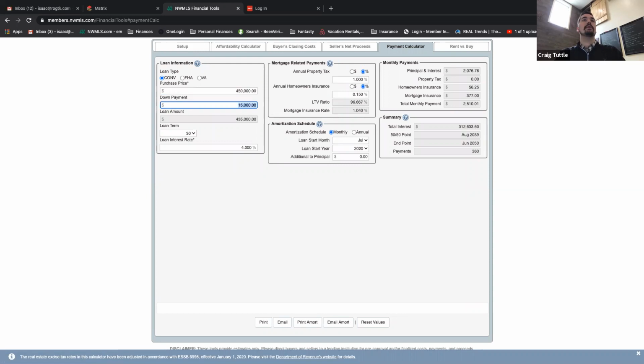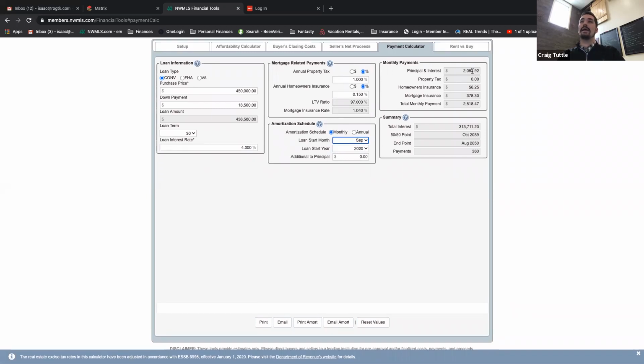But let's go $450 on the purchase price, down payment of, it's frustrating that they don't let you do that as a percentage. Most calculators do, but we'll go 450 times 0.03 is 13.5. That auto calculates the loan amount. Loan term, you can change this to any term if they're doing a 20-year, 10-year, or 15-year. Interest rate 4%. The cool thing is when you're working with one client, it takes what you put on the first calculator and moves it over to the next calculator, which is kind of nice. You're not re-entering everything. And loan start date, we'll say, is September.